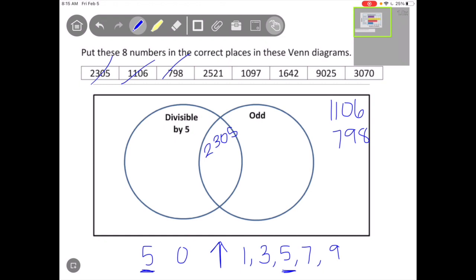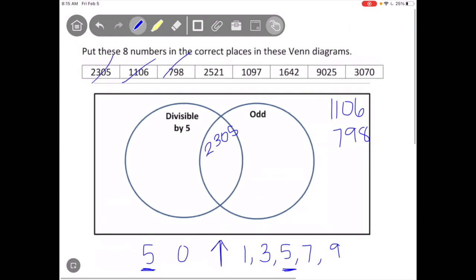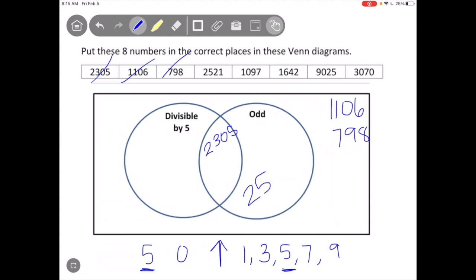Our next number is 2,521. It ends in a 1, which means it's odd. It's not divisible by 5 because it doesn't end in a 5 or 0. Next we have 1,097. It ends in a 7, so it's going in the odd box.